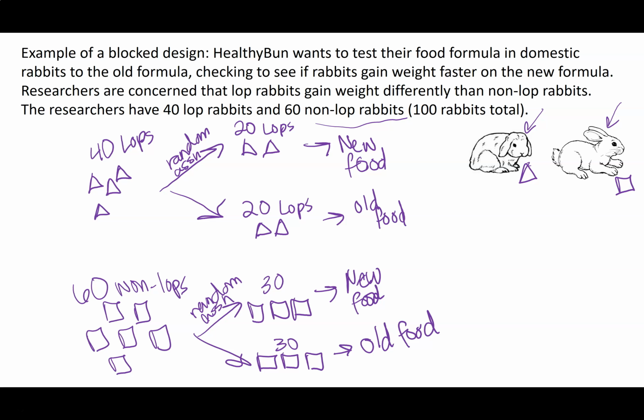In this way, I'm accounting for the type of rabbit. Even though it's not what I'm interested in exploring, I really want to just know the impact of the food. I need to account for the type of rabbit. So then I'll compare. So compare results in that way. So that would be a setup there.